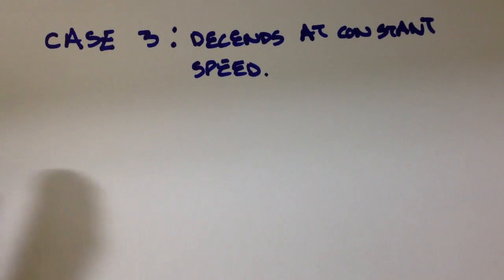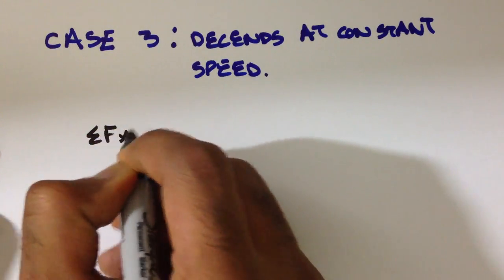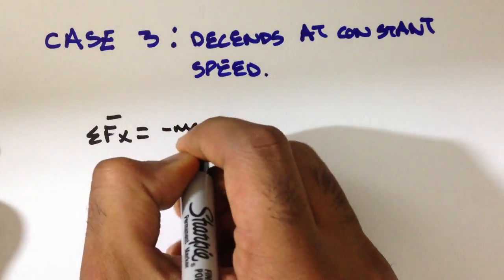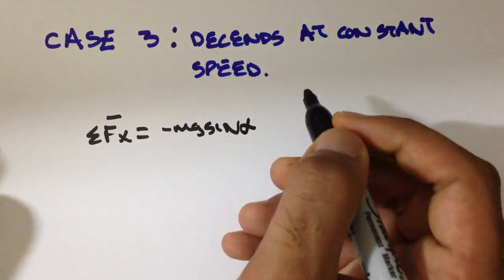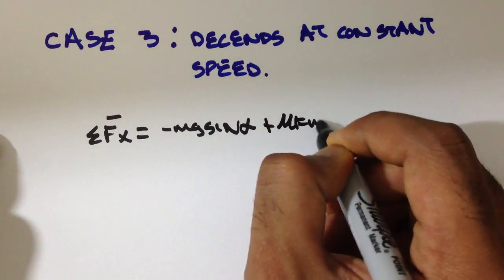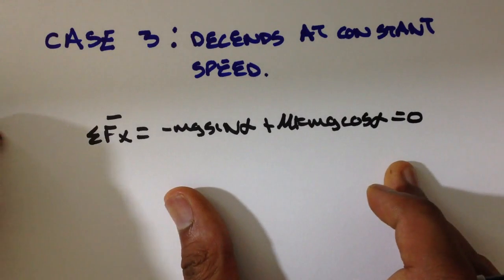Now that we know this descends at constant speed, we know, because we found out from the last equation, that the net force in the x direction is given by minus mg sine alpha plus mu sub k mg cosine alpha. We're going to set that equal to 0. This is Newton's first law.